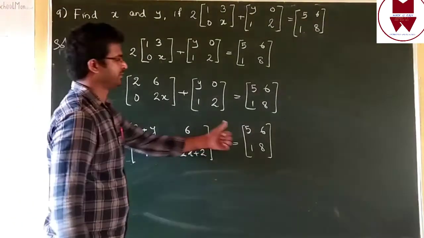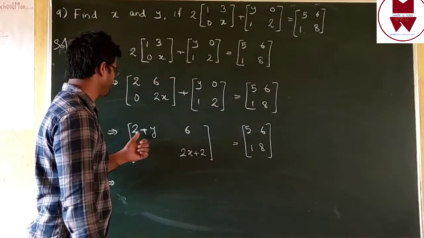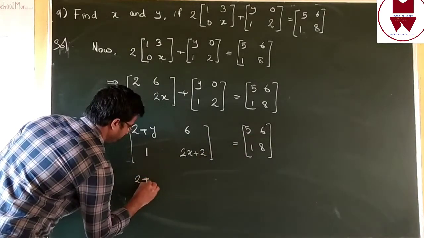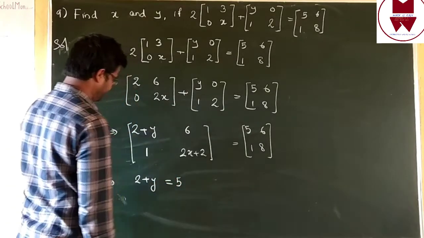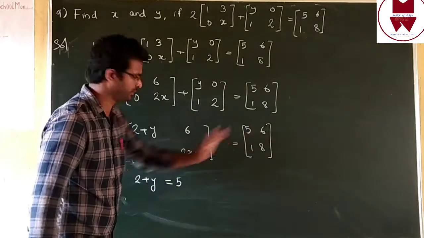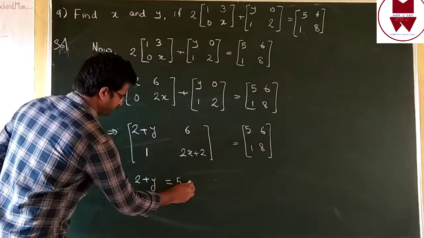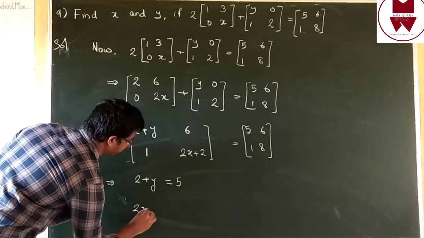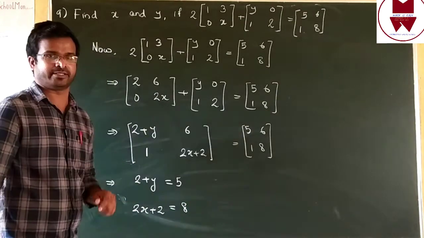These two matrices are equal. That means corresponding elements are equal. That is, 2 plus y equal to 5. Then 6, 6 same number, and 1, 1, no need to do anything. Then from here, 2x plus 2 equal to 8. We got two equations, isn't it?